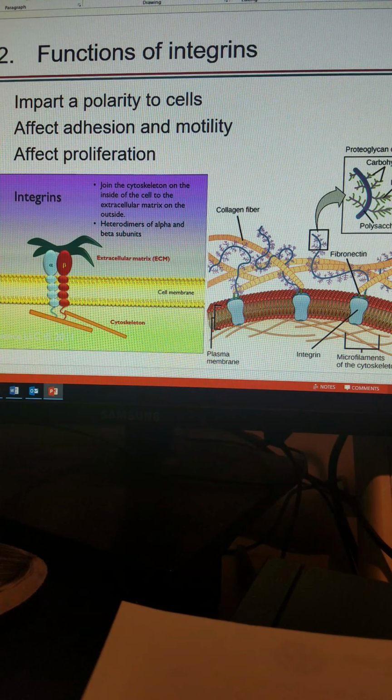Also located in the cell membrane to help keep the shape and keep your cell membrane strong, and to help things pass through here are something called integrins. So what are the functions of integrins? This will be on one of your worksheets, so you will need to know these three. The first one is impart a polarity to cells, and the second one is affect adhesion and motility, so what things can attach and what can't, and affect proliferation, number 3 there. And so you want to make sure you know those three for your exam.